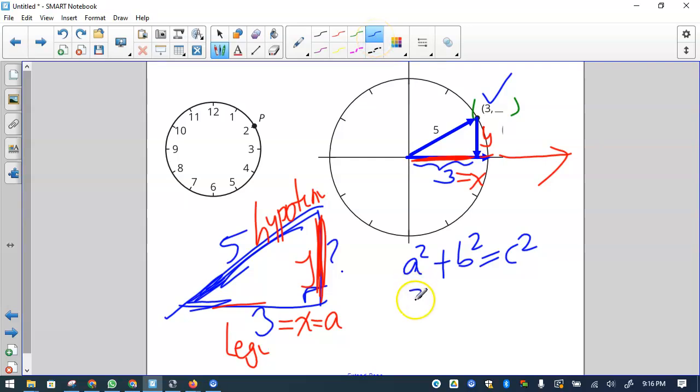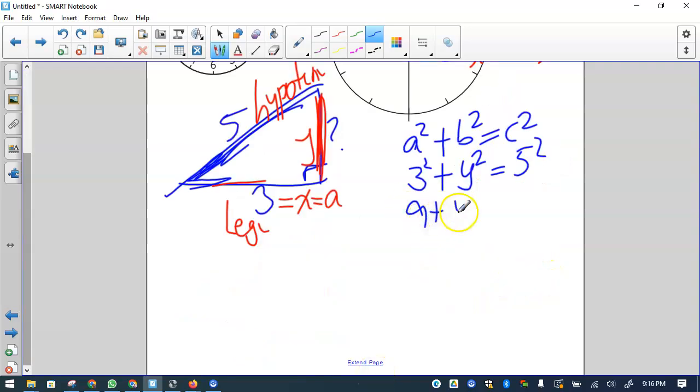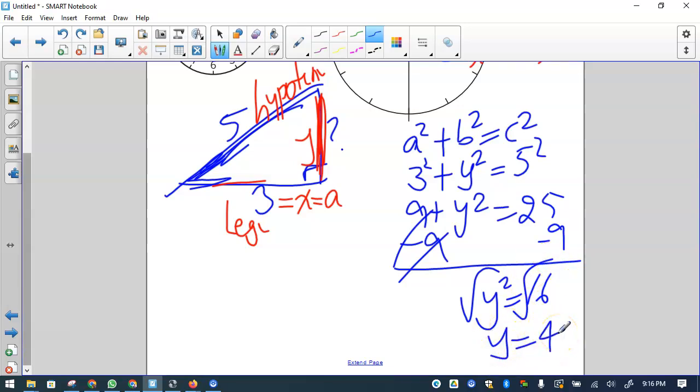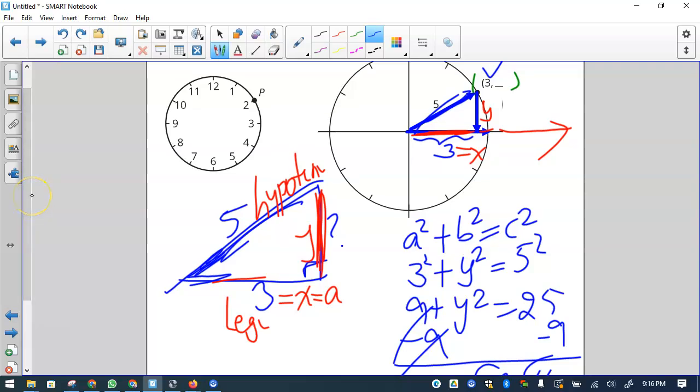We know a, which is 3, so 3 square plus b, which is y, we don't know, and c is 5, so 5 square. That is 9 plus y square is 25. If you subtract 9 from both sides, you get y square is 16, and if you take the square root of both sides, y is 4. So this is 4. If it is 4, then the y coordinate is 4, and we are done. That takes care of the first question.